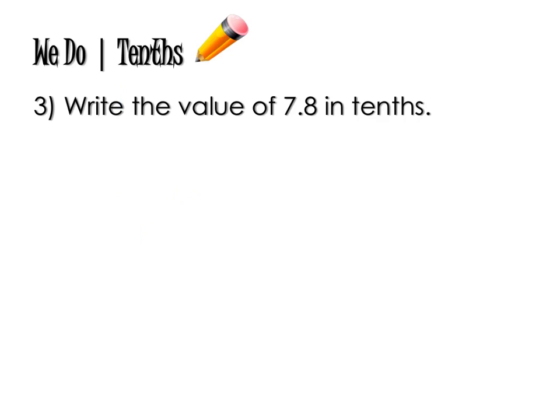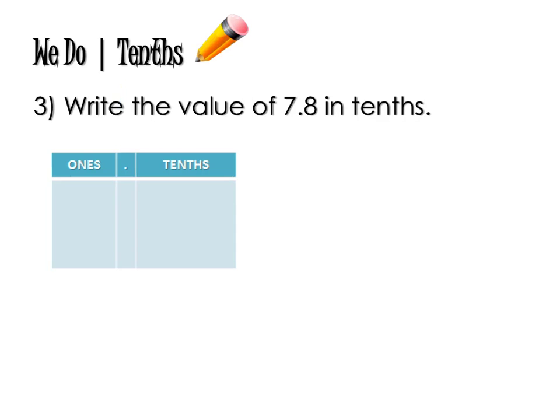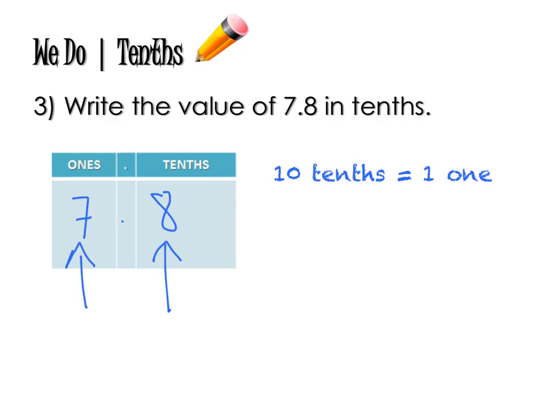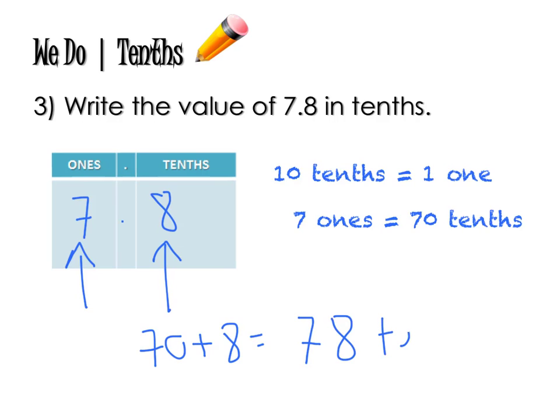Question 3. Write the value of 7.8 in tenths. So now I have my place value chart here. I'm going to write 7.8 in there. Now I already have 8 tenths, so all I need to do now is to convert my 7 ones into tenths. Okay, so just remember 10 tenths is equal to 1 one. So that means if I have 7 ones, I will have 70 tenths. So 70 plus 8, it will give me 78 tenths. So 7.8 is 78 tenths.